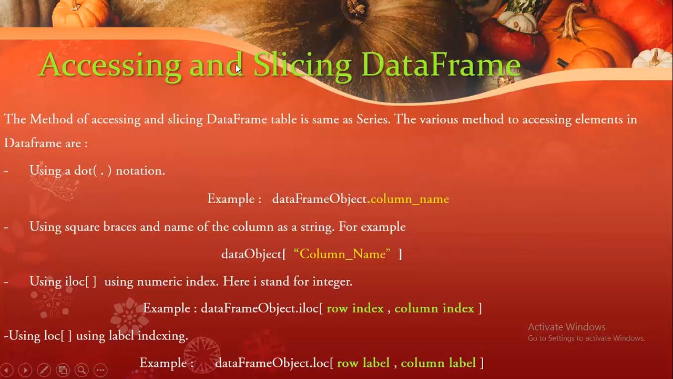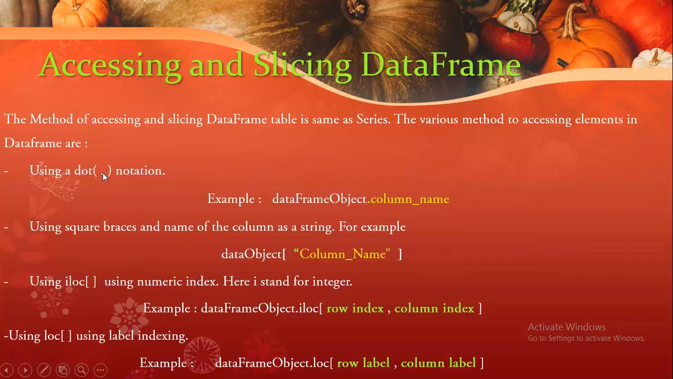Accessing and slicing in data frame. Accessing means how you can access a particular element of data frame, or how you can access a subset or a range of data elements in data frame. There are numerous methods available, and we will use three methods here.